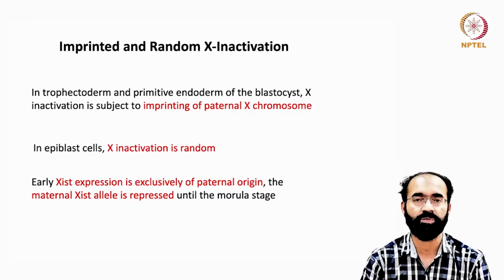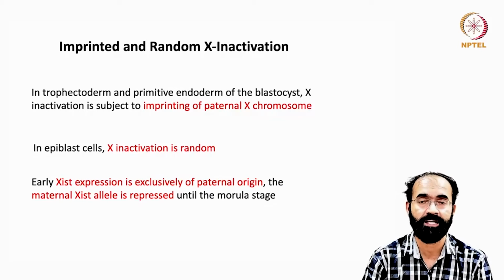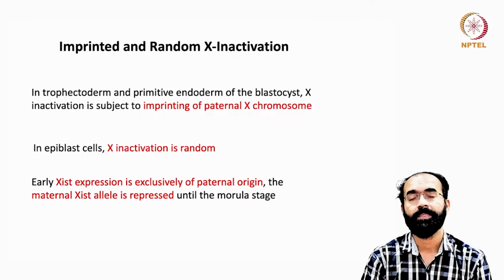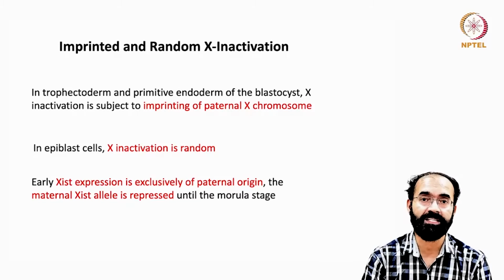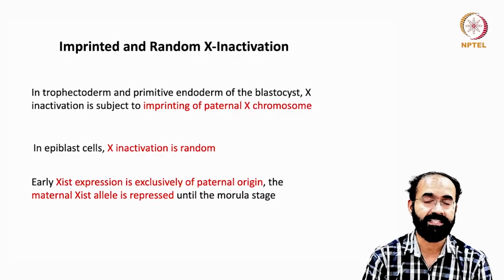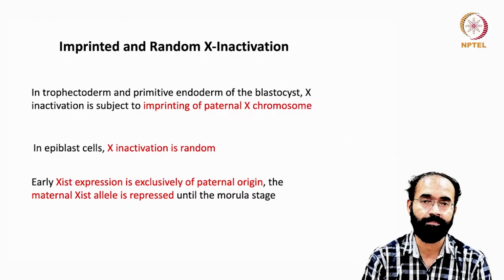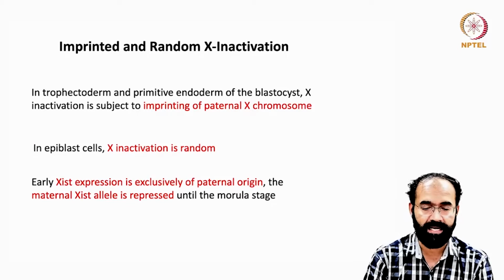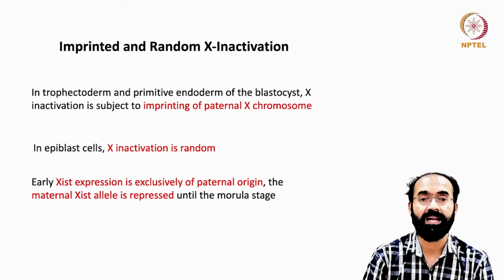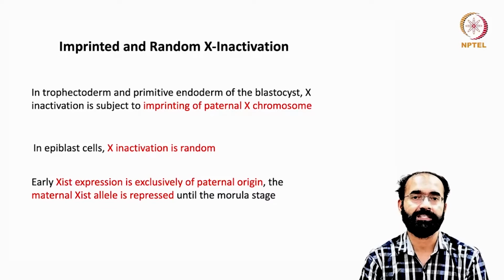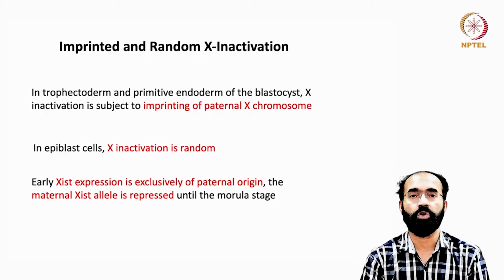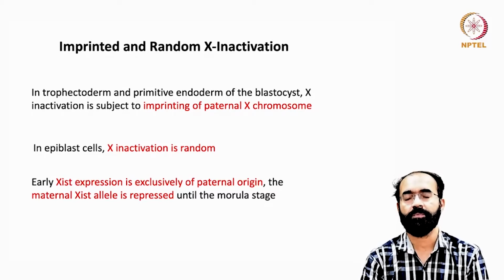You can guess why this is happening, why the paternal copy is being arrested, because the paternal X chromosome expresses the Xist, and this Xist RNA will coat onto the same chromosome, and hence it will become inactive. The maternal Xist allele is repressed. Allele means alternative form of a gene. It's like you have every gene in two copies. One came from father, one came from mother.